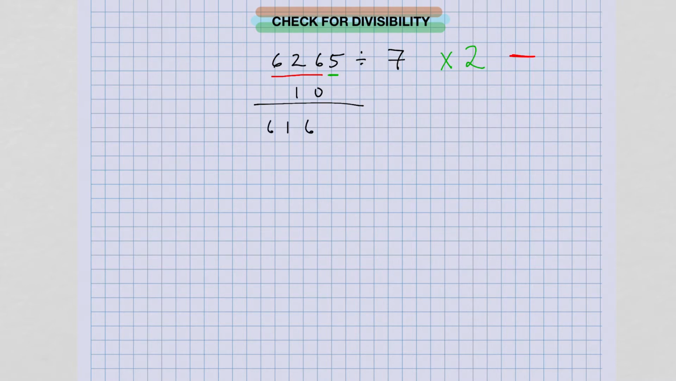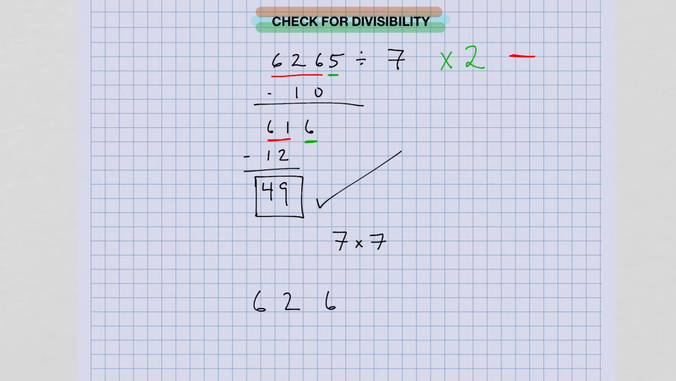Okay, we're going to repeat this process. We take the last digit here, multiply it by 2, and then subtract it from the remaining digits. So 6 times 2 gives us 12. So now we have 61 minus 12, which gives us 49. Now we see that this number, 49, is divisible by 7. That's 7 times 7. So we're going to go ahead and say yes, 6,265 is divisible by 7.